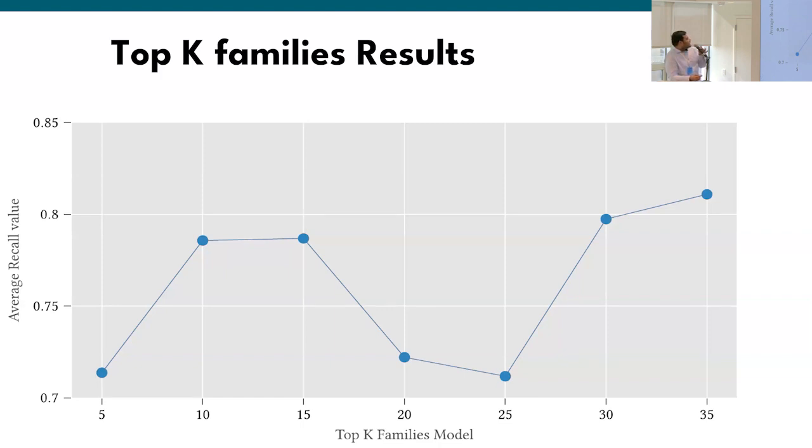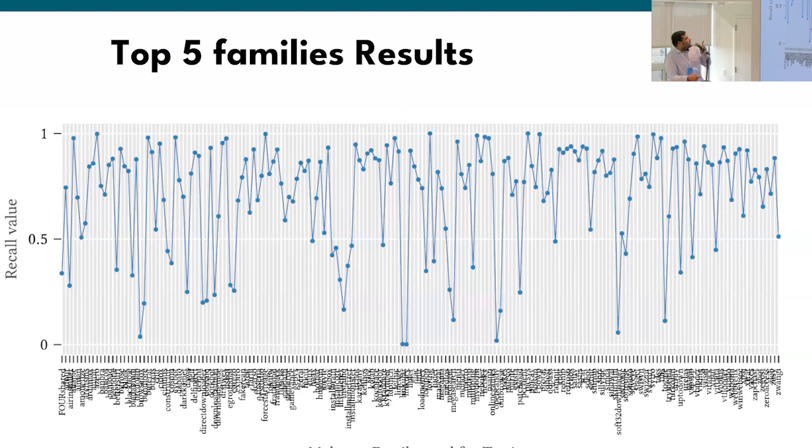As you can see, the recall generally lies between 0.7 and 0.8. By adding some families, we can see the performance drop, and sometimes the performance increases. But adding too many families also does not increase the model's performance by a considerably large amount. And this is how the top 5 families performed on each of the 184 families. As you can see, the average recall was around 0.7, but there is too much variance in this data.